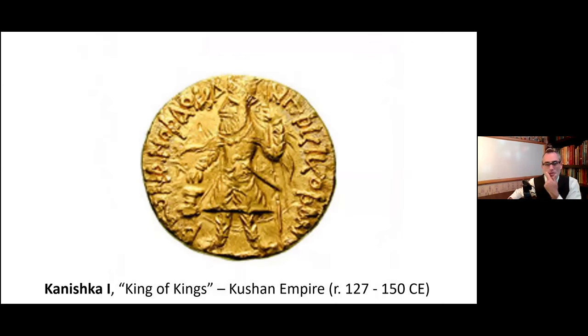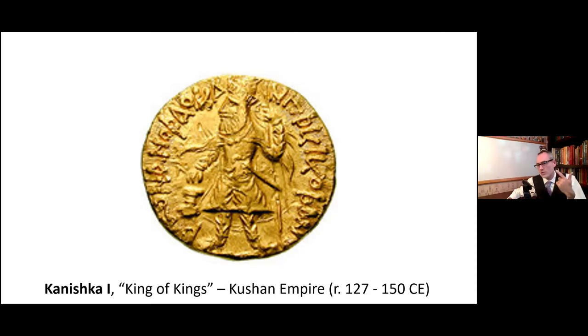And this, of course, is a famous coin. It's a gold coin. That's Kanishka, the King of Kings, as he was called. He's got a lamp in his right hand, and he's holding a staff in his left hand. He has this triangular skirt, triangular bottom that is iconic for Kanishka, that when you see images of him, he always has this triangular skirt.